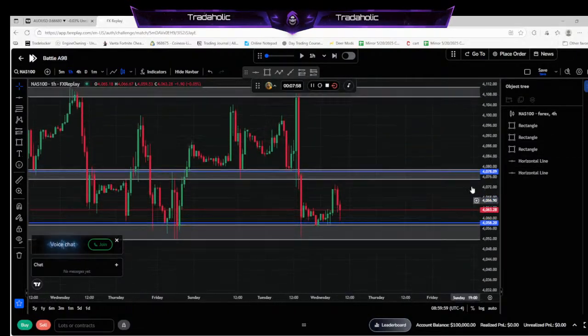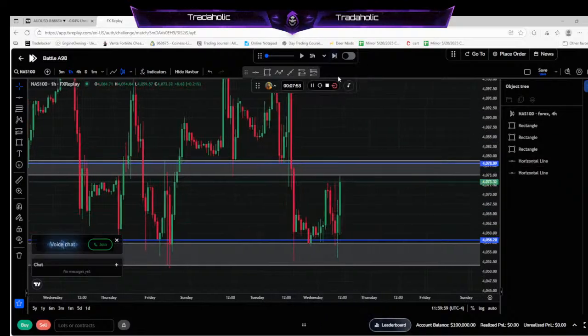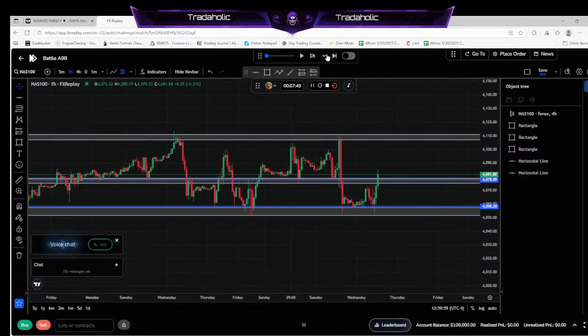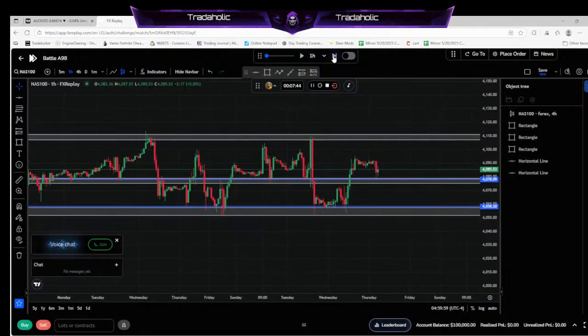Okay, we got a pullback up here. Didn't really come steep enough. I need to tap into the level. Didn't quite get there. Didn't quite get there still. Okay, we tapped into the level. Didn't give me a rejection. So we avoided a loss here because it failed. Let's continue and wait. Patient, patient, patient.